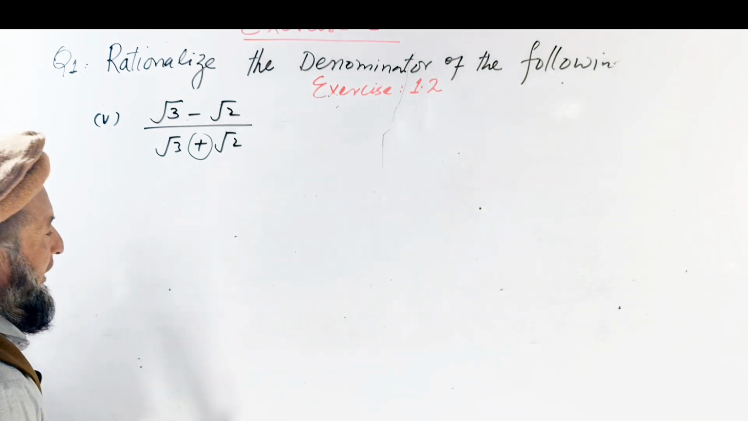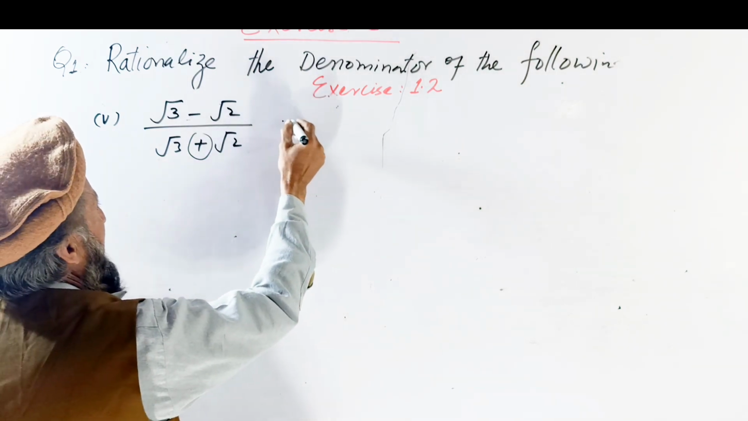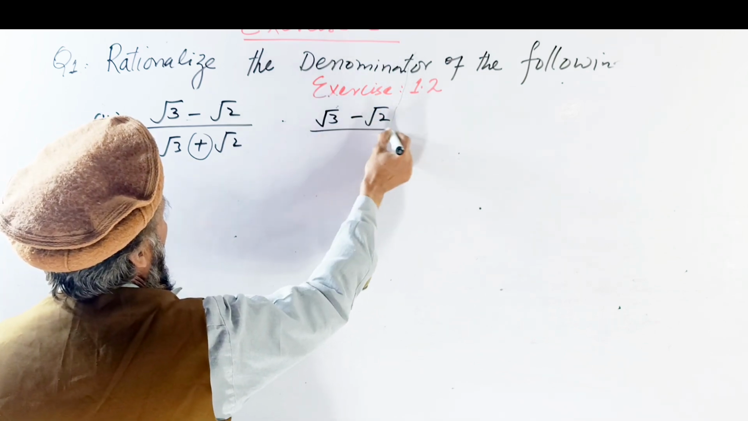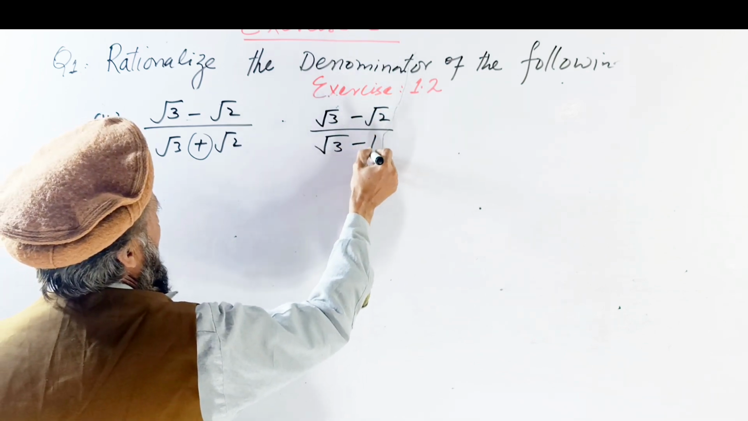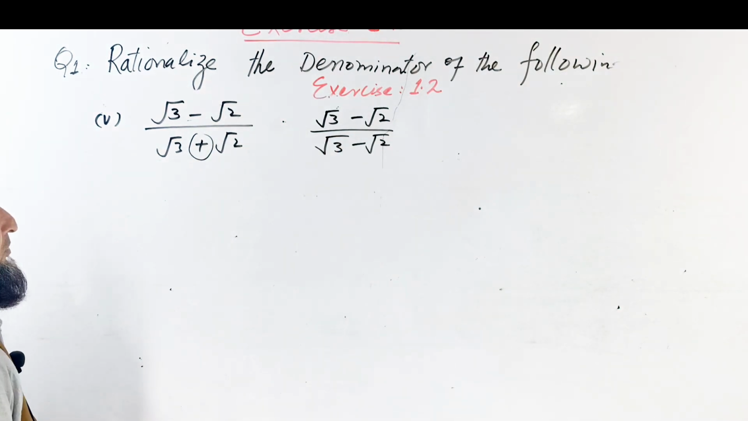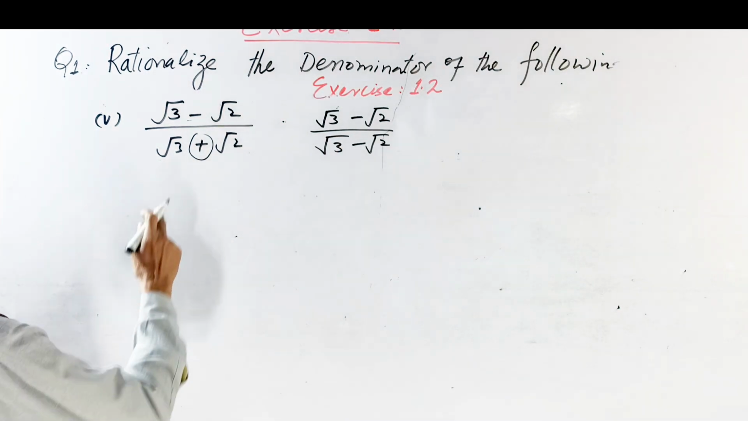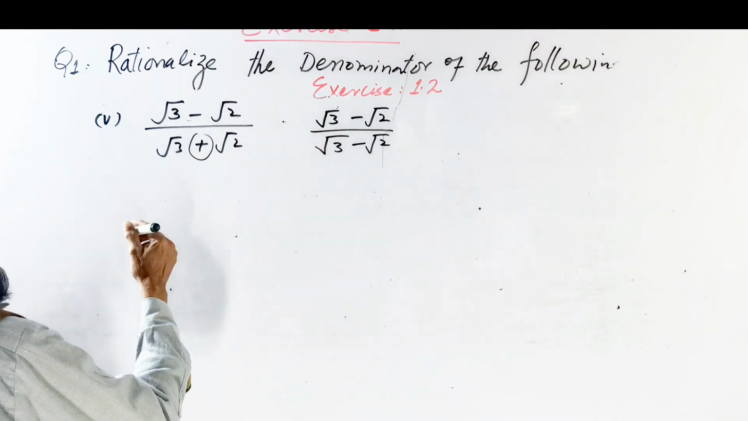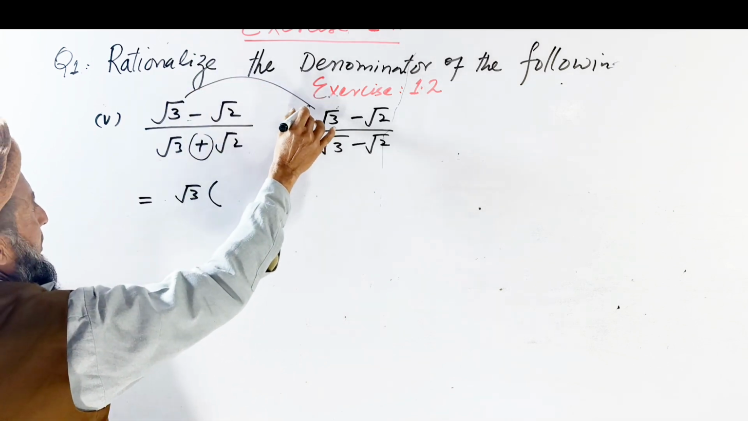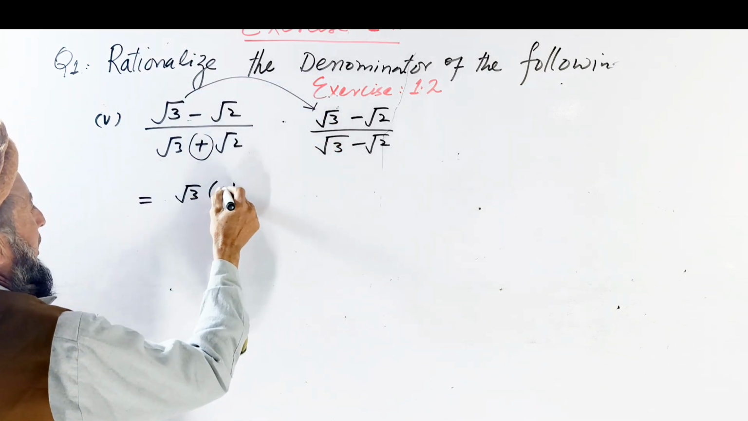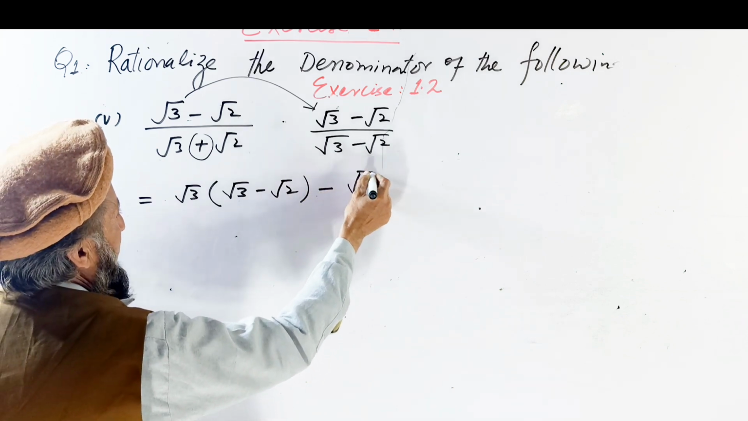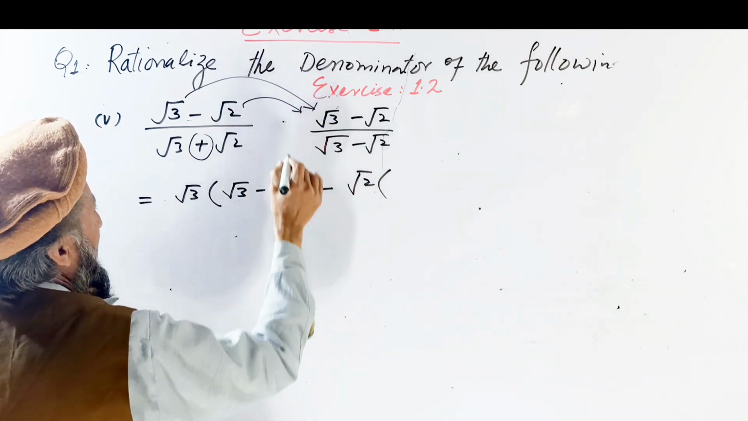It means that we are taking the conjugate of this term, multiplying and dividing by the same value, only changing the sign. Now the numerators are multiplied together, and the denominators are multiplied together. Here, root 3 with the first value, root 3 minus root 2, and the second value the same.